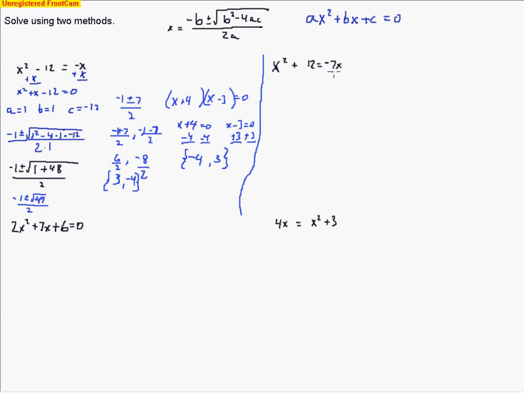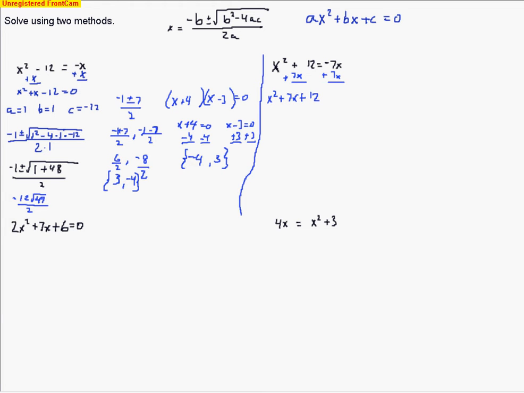So I need to add this 7x to all sides. The 7x is going to go right in between these two terms. So I've now got x squared plus 7x plus 12. And from that point, I could go ahead and figure out my a, b, and c terms.